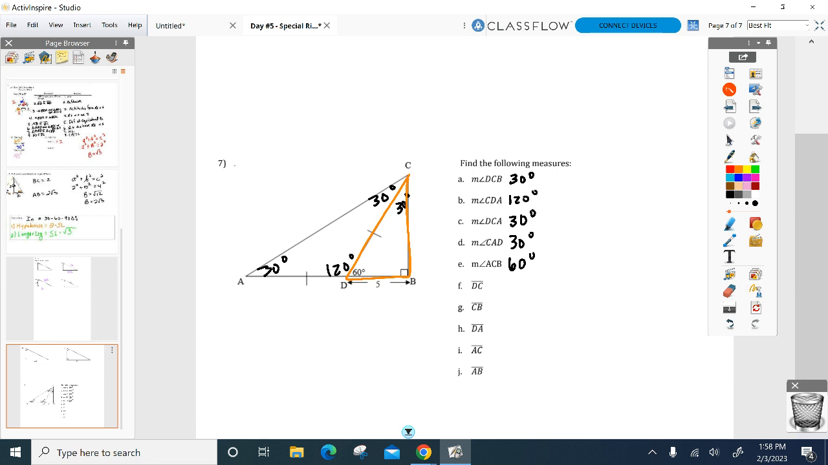So DA is... which means DC is 10. So it's 10. AC is double the short side. Wait, DC is 10. AC is double the... so this is 15. Write the rule down if you need it. Double the short. I got DC 10, DA 10.